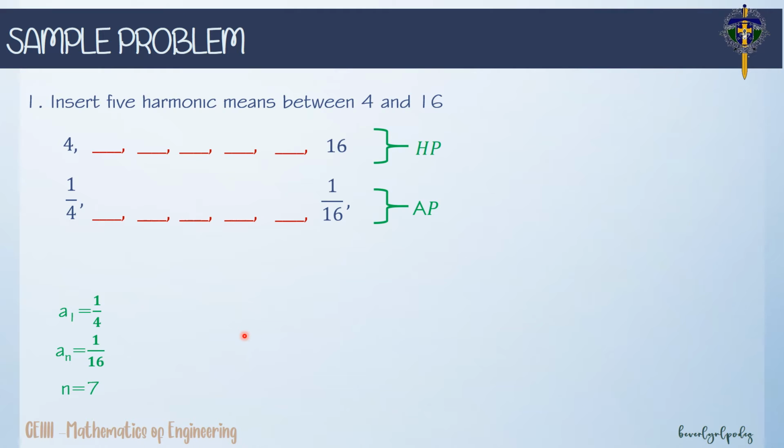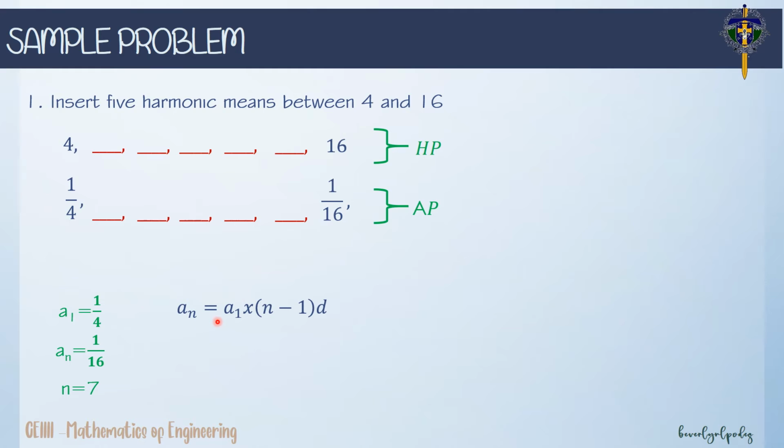So our goal is to be able to solve the value of d, the common difference, so that once we know the value of the common difference, then we can just add the common difference to the preceding term for us to be able to get the succeeding terms. To do that, let us use this formula.